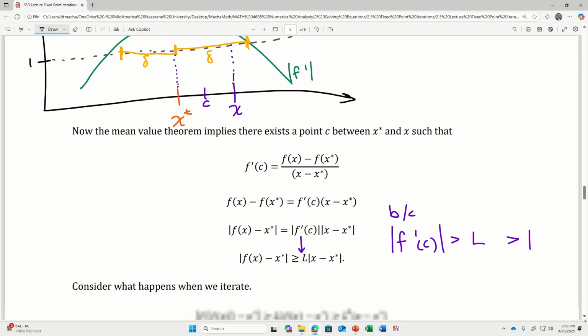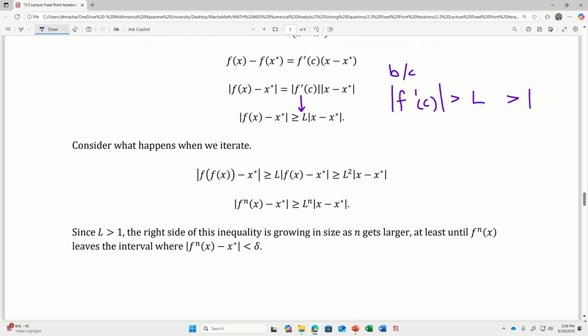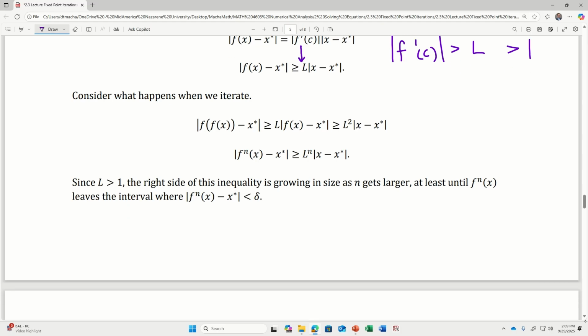And then once again, we're going to iterate this, which means I don't care just what happens with one application of the f function, but I care what happens with 2 and with 3 and 4 and 5 and n applications of that function. And on the right-hand side of the inequality, we're going to end up with capital L to the n power. And since L is greater than 1, that means L to the n power is going to approach infinity as n approaches infinity.